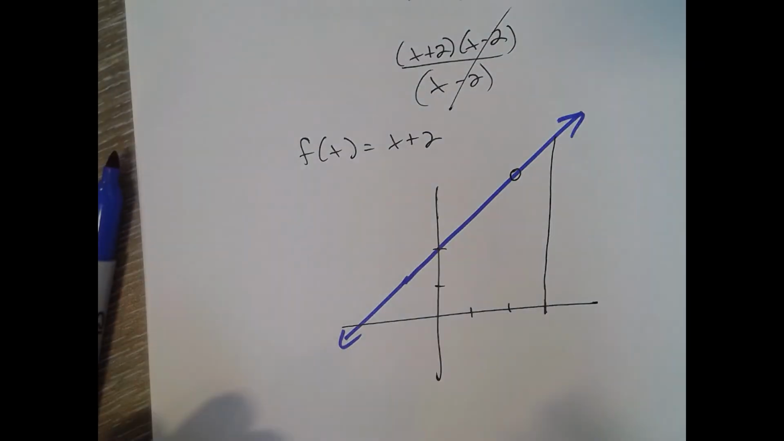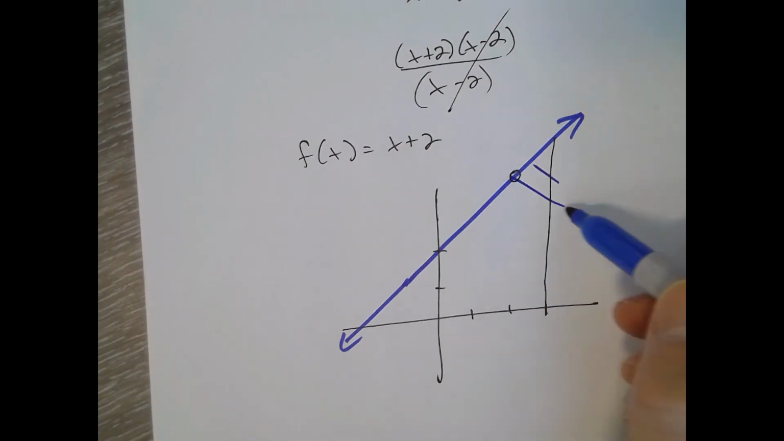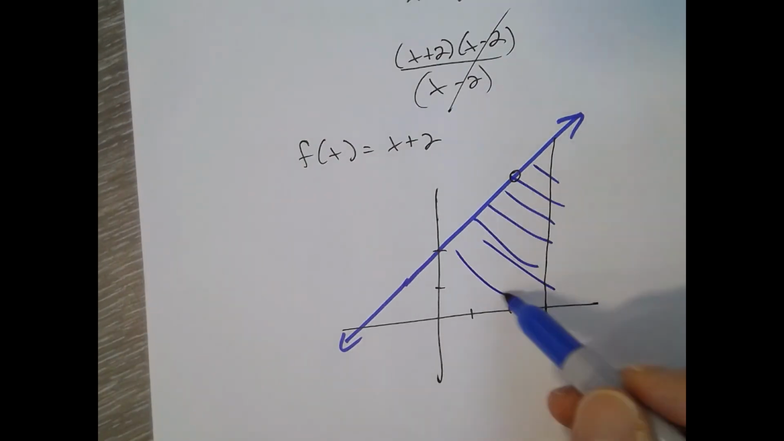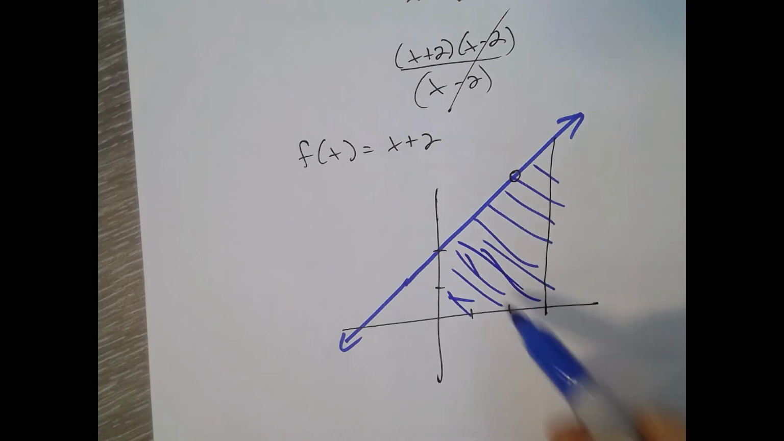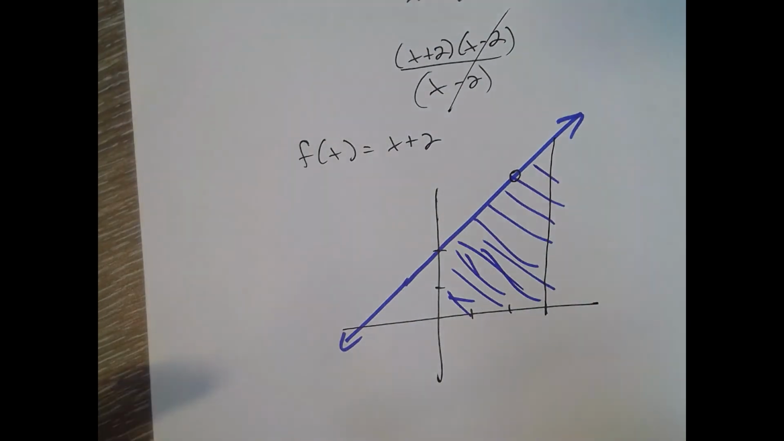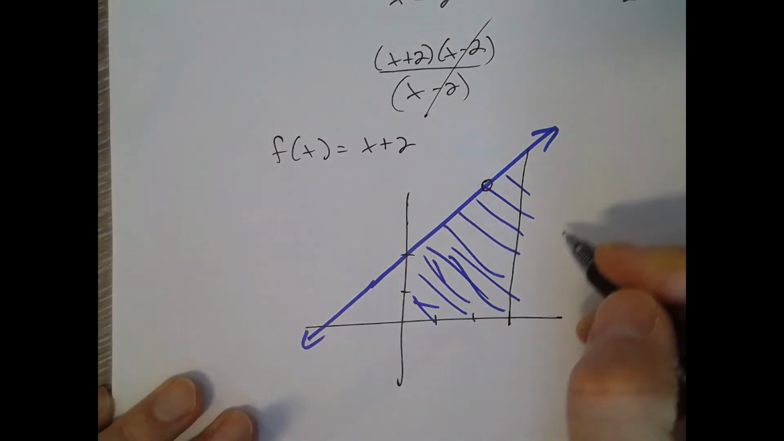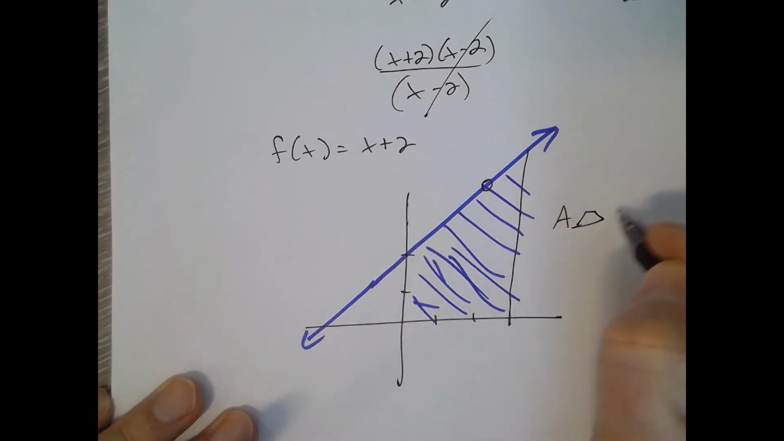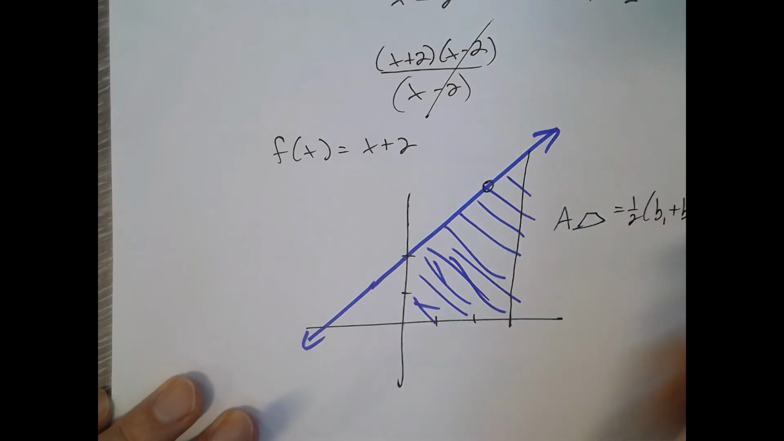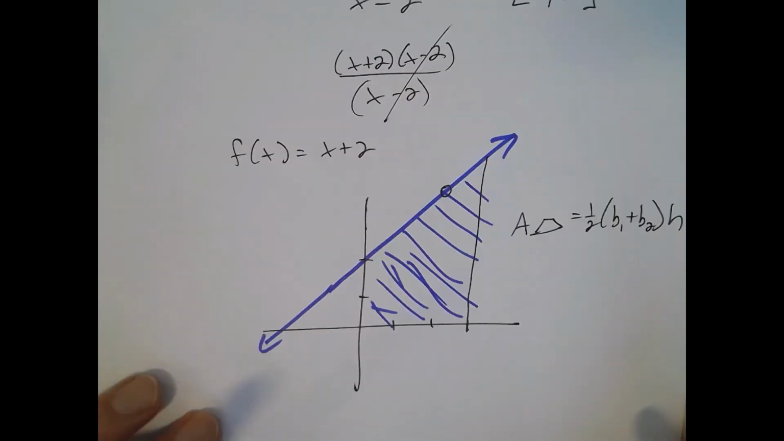Okay, so we want to know what the area is between 0 and 3, that shaded area right there. So we get a trapezoid. Area of a trapezoid equals 1/2 base 1 plus base 2 times the height. Or you could always just chop it up into a rectangle and a triangle.